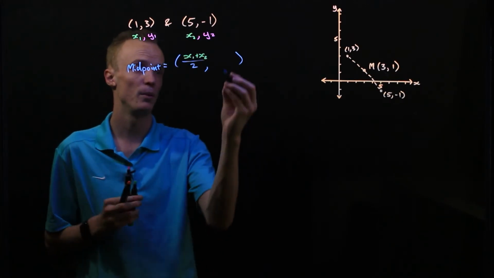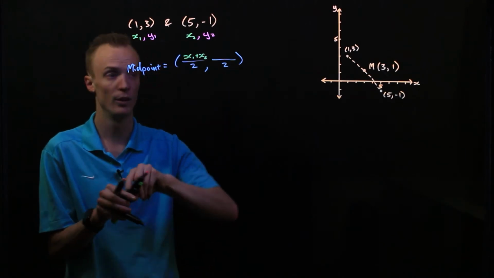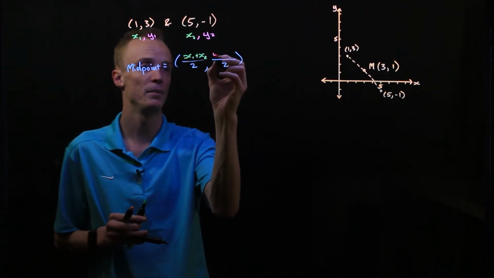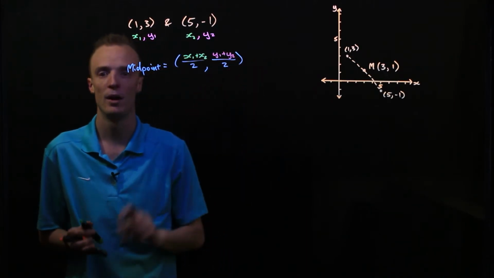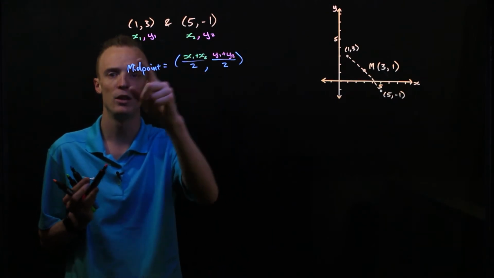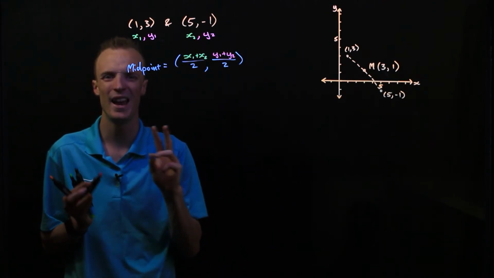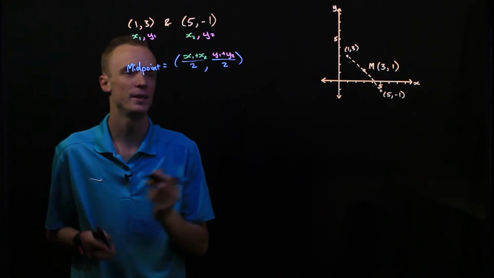And we do the same with our y coordinates. So we want to average our y coordinates together, so we want to add them together and then divide by 2. And what we now have is a nice formula that can be used to find the midpoint between any two coordinates that we have. But let's test this out.